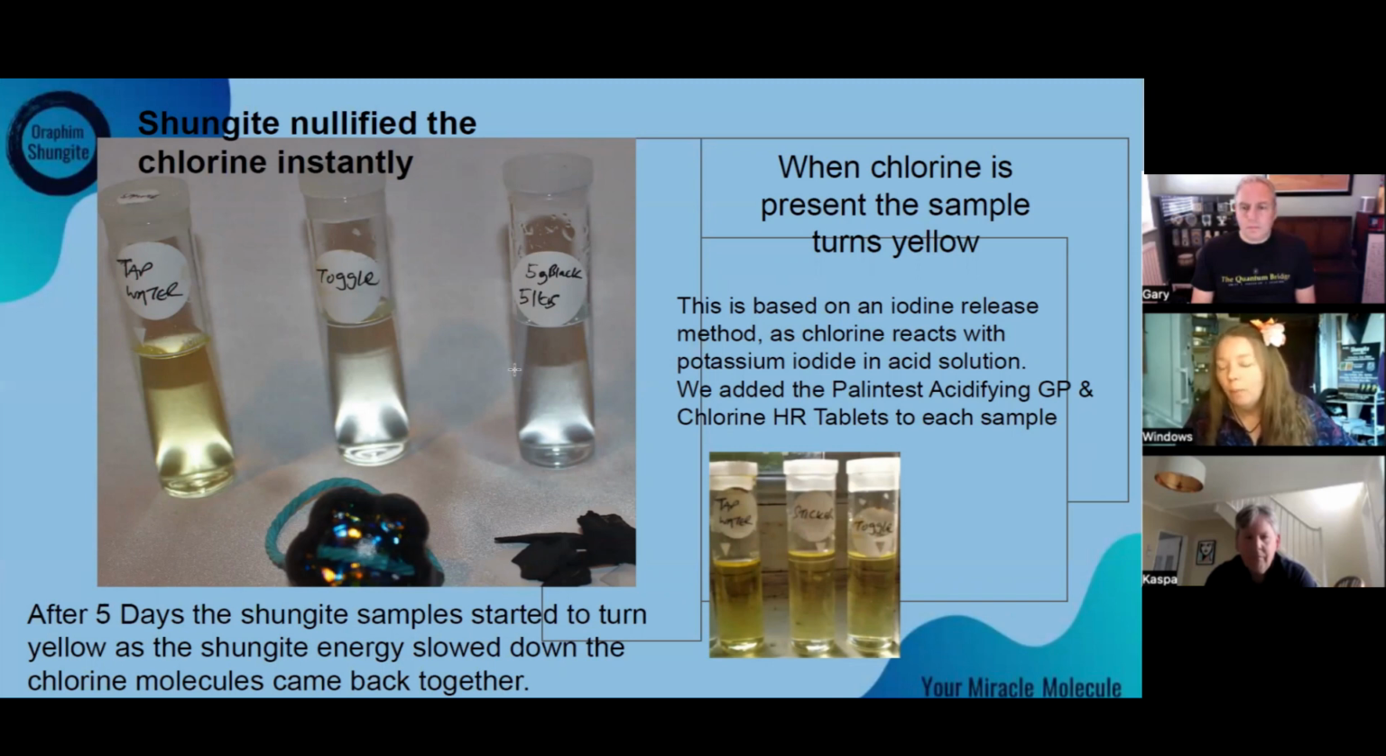Now, as we're not very scientific, we went and had a cup of tea, you see. We didn't throw the experiment away straight away. Went and had a cup of tea, and that's when these colours developed. And so what I did was I put them on the window somewhere, and over the next 10 days, I watched what happened. And at the 5-day mark, the shungite samples started to turn yellow, but essentially they were crystal clear for 5 days. And so what we've captured is that quantum activity.